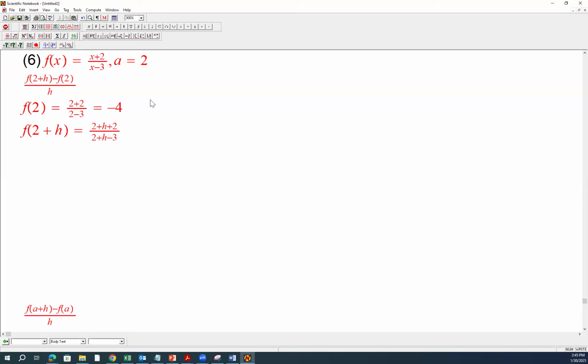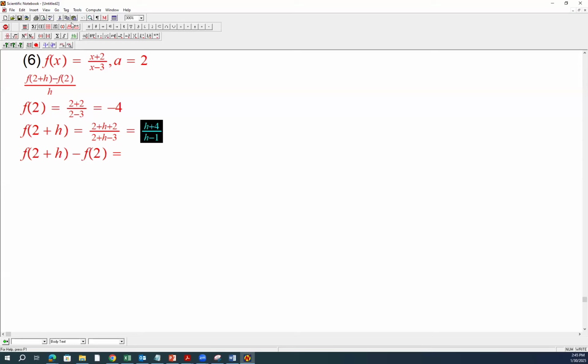Okay? And then what do we get? We cannot reduce the 2, guys. So we're going to simplify it. 2 plus h plus 2, that's h plus 4. The bottom, 2 plus h minus 3, that's h minus 1. Okay, so now we've got f of 2 plus h. How about f of 2 plus h minus f of 2?